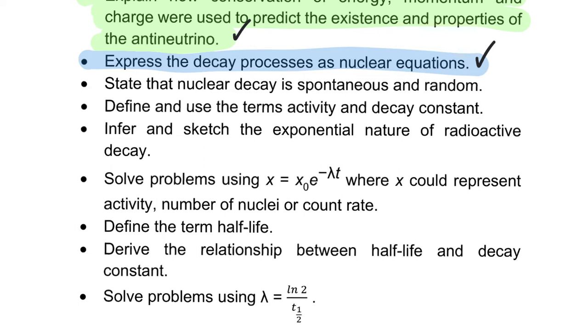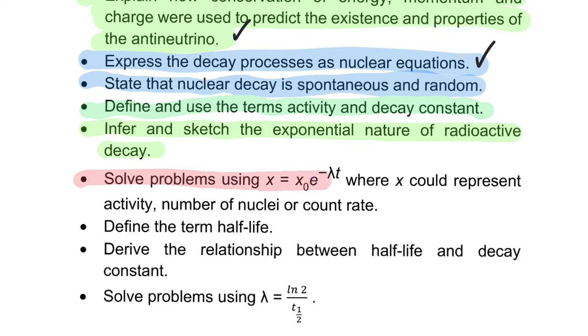The lesson objectives for this video lesson are as follows. State that nuclear decay is spontaneous and random. Define and use the terms activity and decay constant. Infer and sketch the exponential nature of radioactive decay. Solve problems using x equals x0 e to the minus lambda t, where x could represent activity, number of nuclei, or count rate.